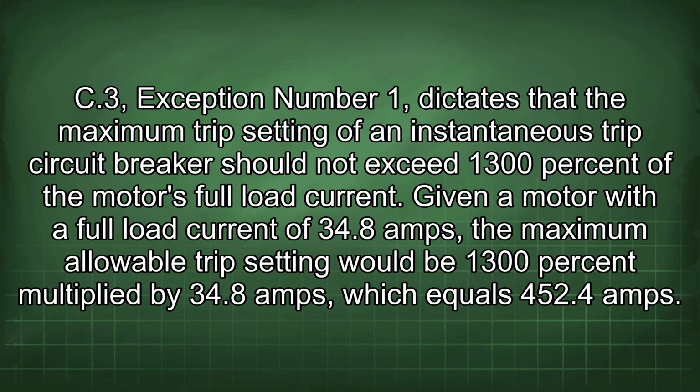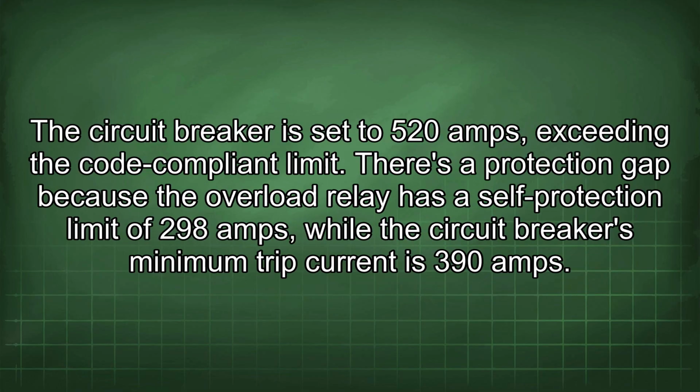National Electrical Code 430.52(C)(3), Exception No. 1, dictates that the maximum trip setting of an instantaneous trip circuit breaker should not exceed 1300% of the motor's full load current. For a motor with a full load current of 34.8 amps, the maximum allowable trip setting would be 1300% multiplied by 34.8 amps, which equals 452.4 amps. The circuit breaker is set to 520 amps, exceeding the code-compliant limit.